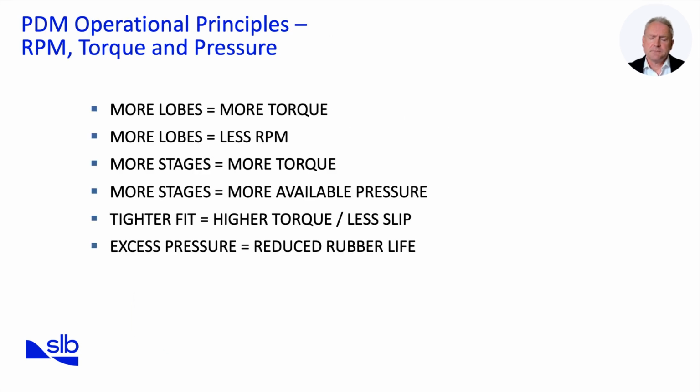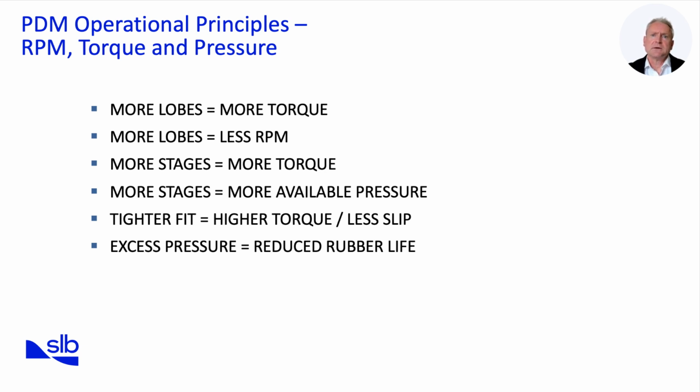The performance of a PDM is defined by relationships between RPM, torque, and pressure. Several rules govern these dynamics. Increasing the number of lobes in the rotor-stator assembly increases torque but decreases rotational speed. More stages in the power section increase torque and allow higher pressure handling. Tighter rotor-stator fits provide greater torque but also increase slip, resulting in higher differential pressure and reduced elastomer life.